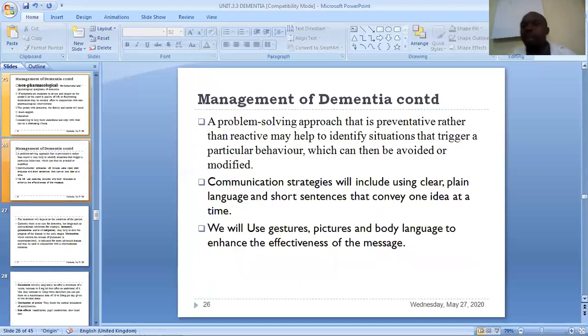So a problem-solving approach that is preventative rather than reactive may help to identify situations that trigger a particular behavior as they go back home, which can then be avoided or modified.